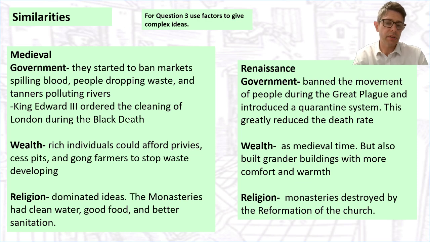Wealth we've seen as important. Wealthy rich individuals could afford privies and cesspits and gong farmers. This improved even more in this time. Grander buildings, comfort, warmth, etc. Religion still dominates, and is still happening as a dominant factor in the early Renaissance, with monasteries helping the poor.